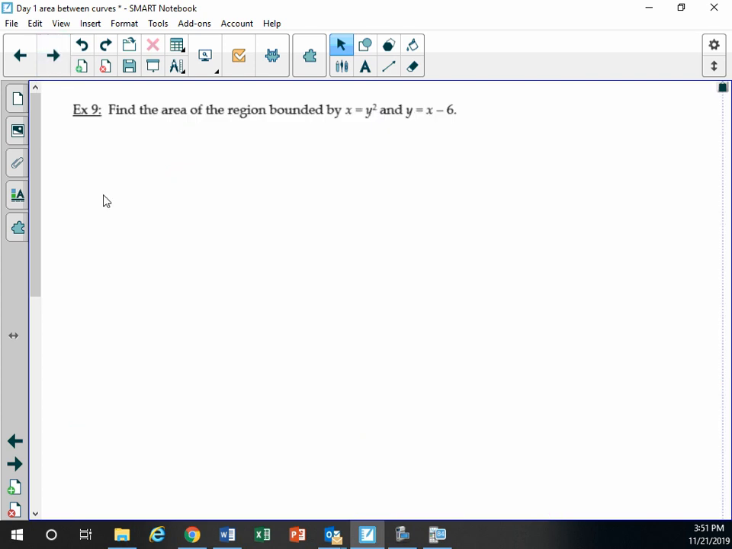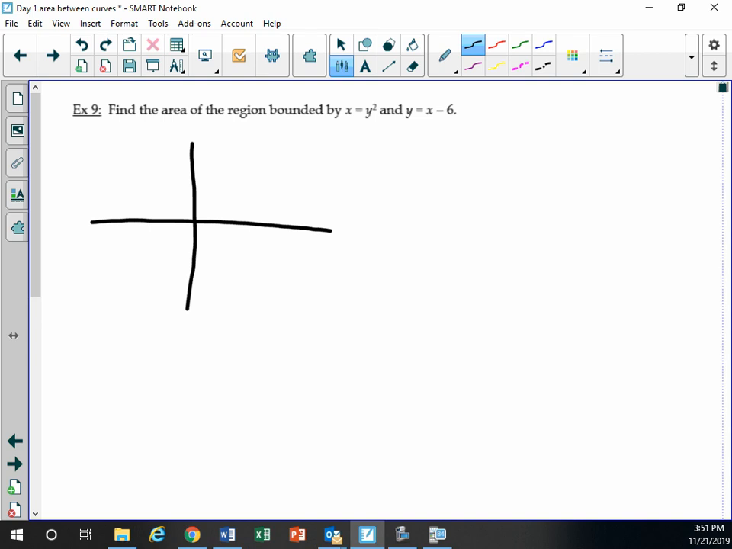So if I talk about this one, find the area of the region bounded by the curve x equals y squared and y equals x minus 6. The first thing that I am going to do is kind of draw a picture, and then I'm going to talk about how to find the intersections. So x equals y squared. Well, I'll do y equals x minus 6 first. 1, 2, 3, 4, 5, 6. 1, 2, 3, 4, 5, 6.